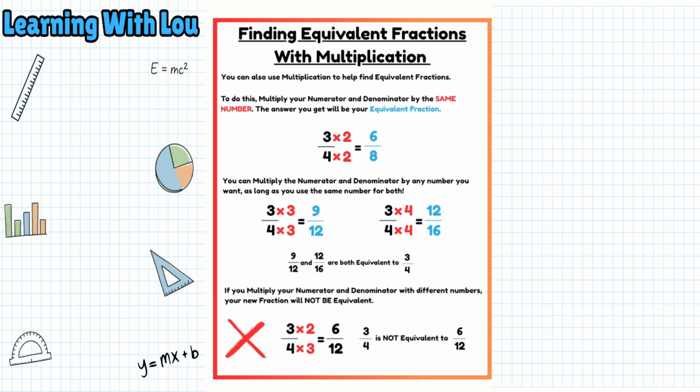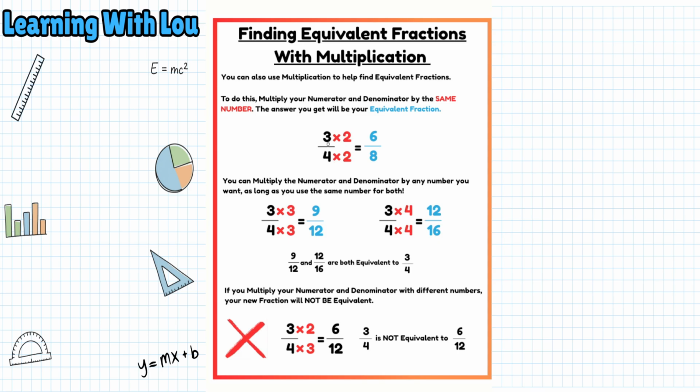When you're finding equivalent fractions, you're not going to want to have to draw pictures every single time, so I'm going to show you how to use multiplication as well to find equivalent fractions. All you need to do is multiply your numerator and denominator by the same number. That's very important. If you see here, I have 3/4, and what I did was my numerator times 2 and my denominator times 2. It's important that they're both the same number. I'm multiplying them both by 2.